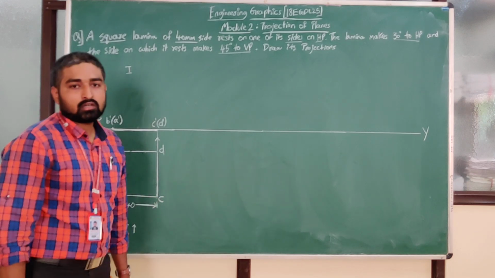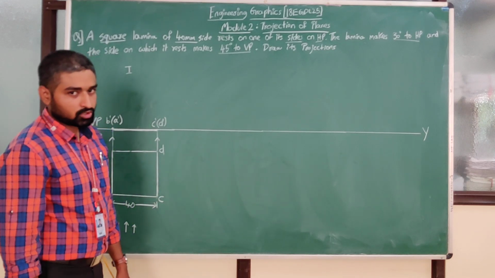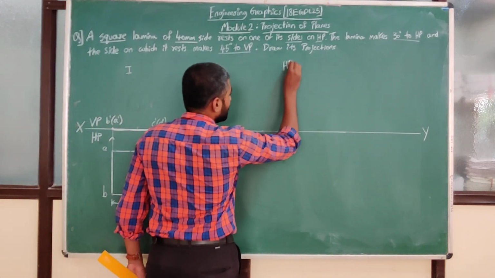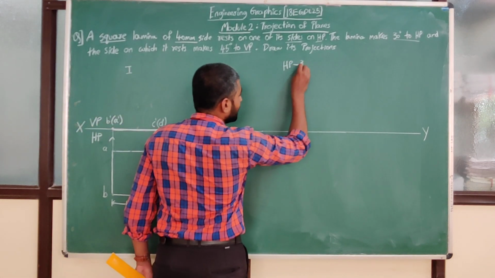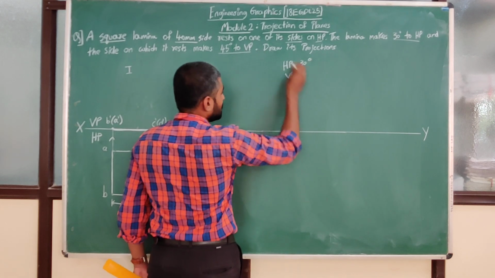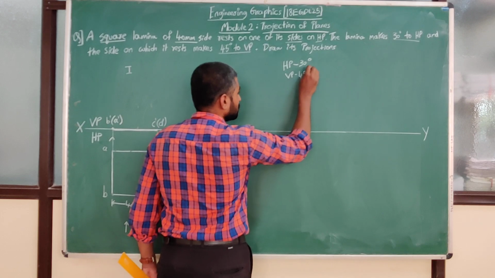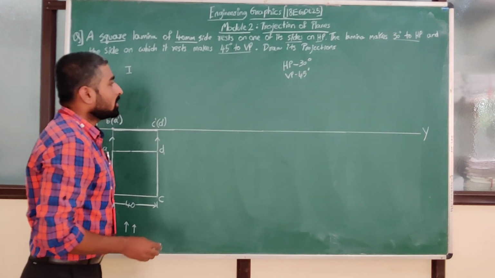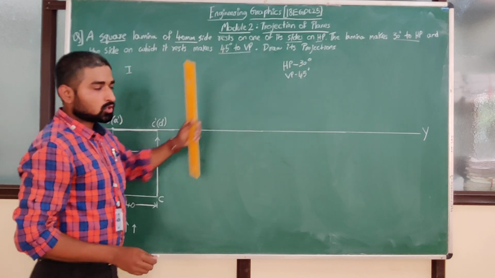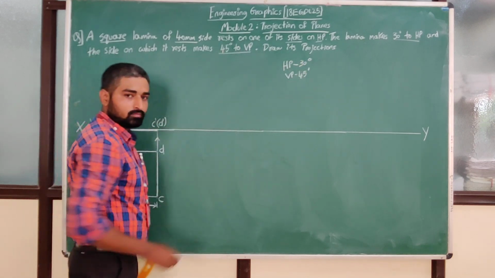Now the second step is what? The second step is inclination we have to check. Now we have two inclinations. One inclination with respect to HP, that is how much? 30 degree. And one inclination with respect to VP, that is 45 degree. Since it is given that HP is 30 degree, VP is 45 degree, which step are you going to take in the second one?